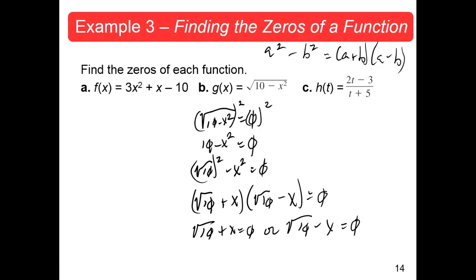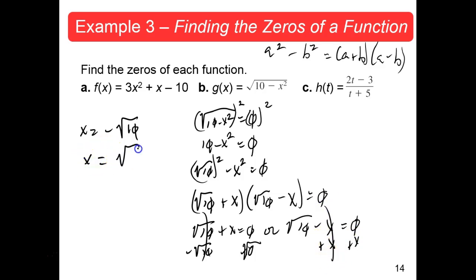So, what do we do with that first equation? Okay, subtract root 10 from both sides. And what does that give you? x is equal to negative the square root of 10. And on the other side, how about adding x to both sides? That's a little easier. And what does that give you? x equals positive square root of 10.